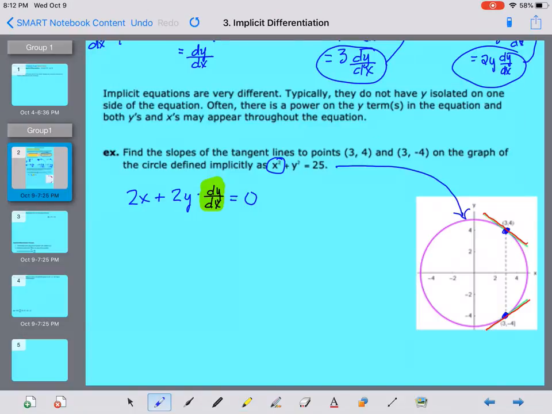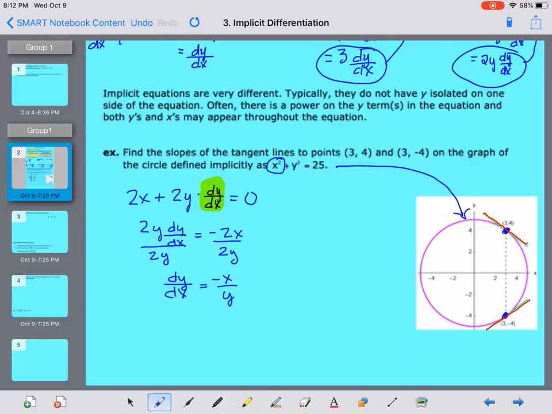So first thing I'm going to do, of course, is subtract 2x from both sides. And I get 2y dy/dx equals negative 2x. And if I'm trying to isolate the dy/dx, I'm going to divide both sides by 2y. So we wind up getting dy/dx equals, and if I simplify that down, I get negative x over y. So there's our slope equation.